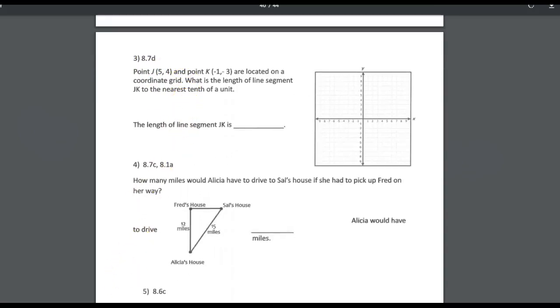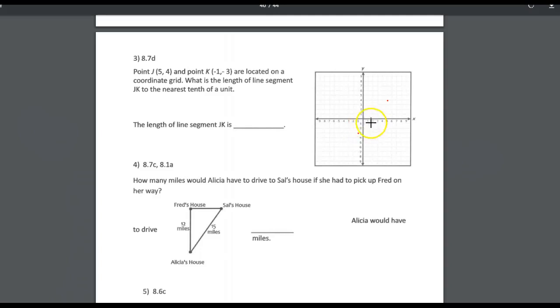Number 3. You have 2 points and they're located on the coordinate grid. What is the length of the line segment to the nearest tenth? So we need to plot these points. We have x is 5, y is 4. Here's a point. We have x is -1, y is -3. Here's a point. So now we need to count.